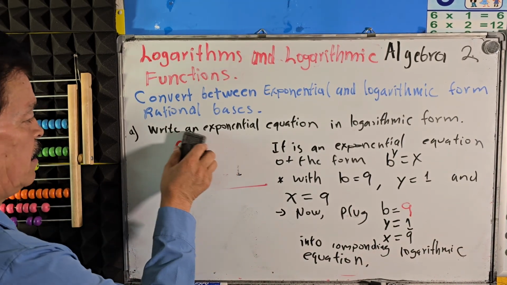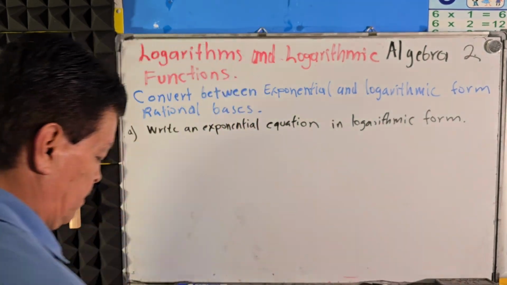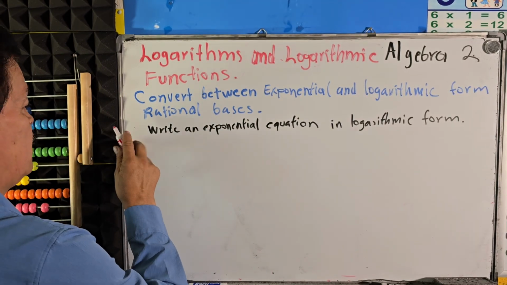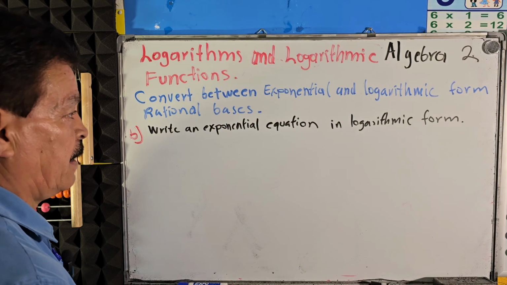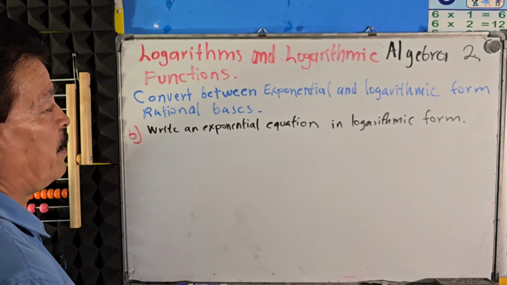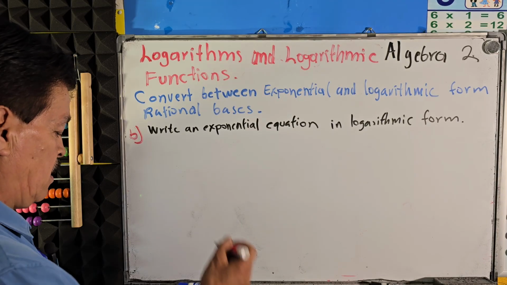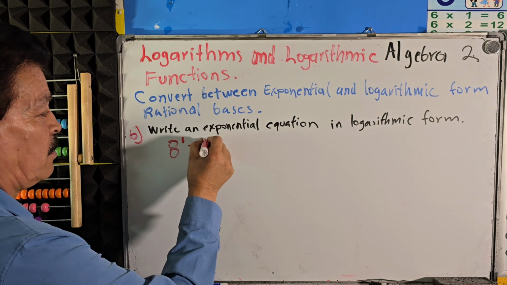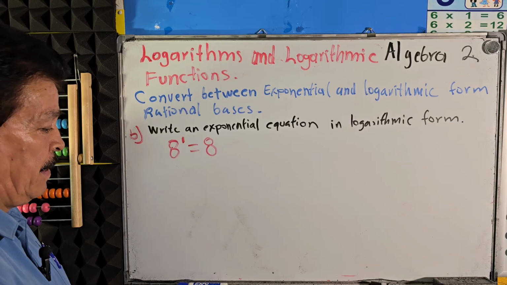So that's it. Let me write another example. Problem B. It's very easy, it is not hard. Easy to understand how to convert between exponential and logarithmic form with rational bases. We have another one here. Let's write 8 to the first power equals 8. See? Very, very simple.